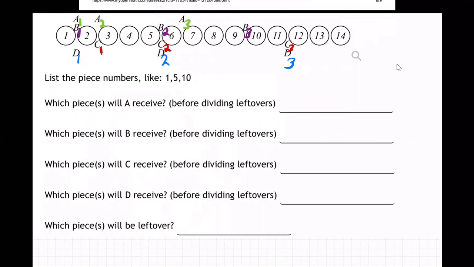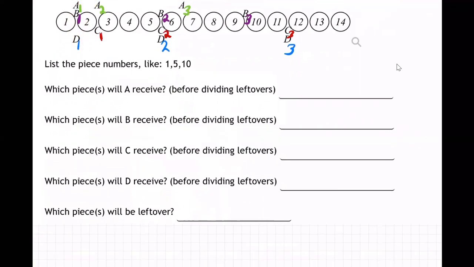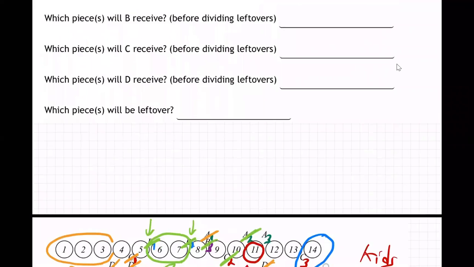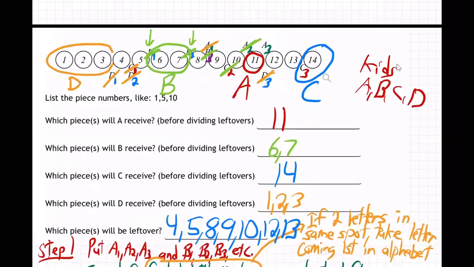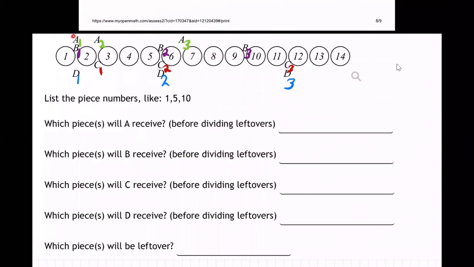Okay, so start on the left, take the first number one marker. Well, right away you see, oh, all three of these are in the same spot, aren't they? A1, B1, D1. Which one do we take? Take the A1. That's what I'm saying down here: if two letters are in the same spot, take the letter that comes first in the alphabet. So we're supposed to take the first number one marker, but all three of those, A, B, and D, have their number one marker in the same spot. So who do you take? You take the A.